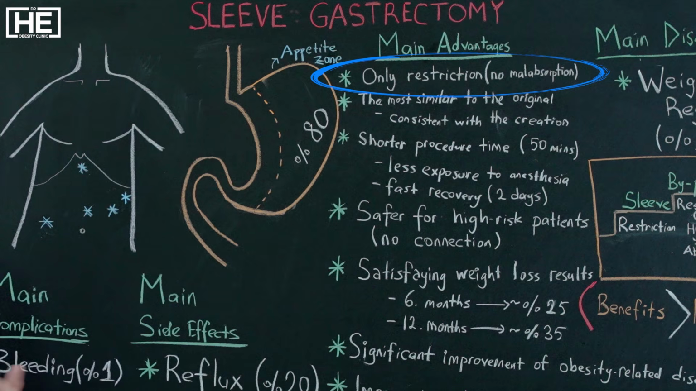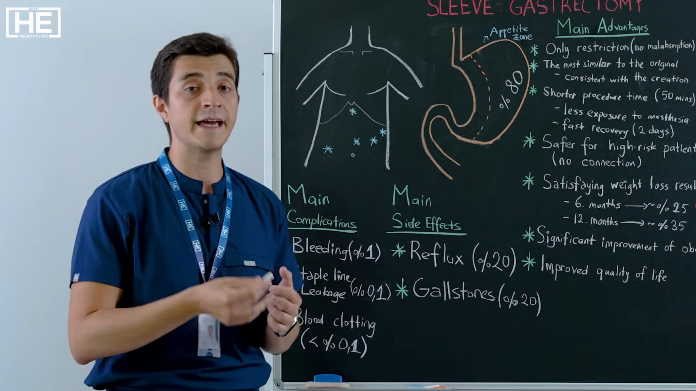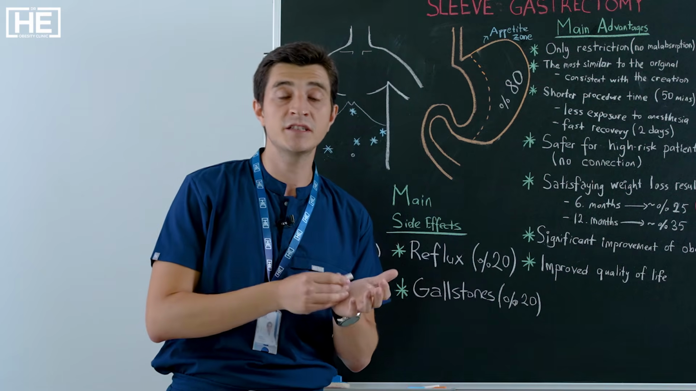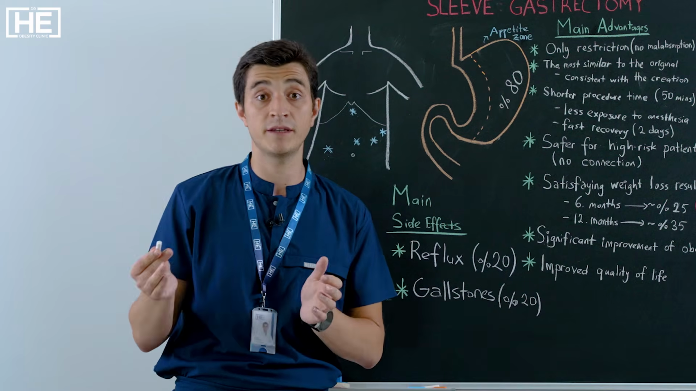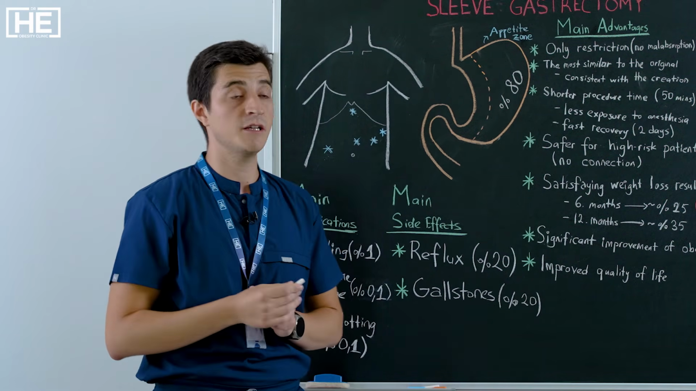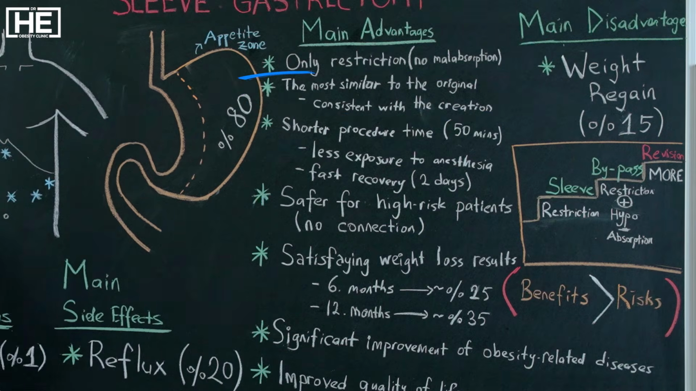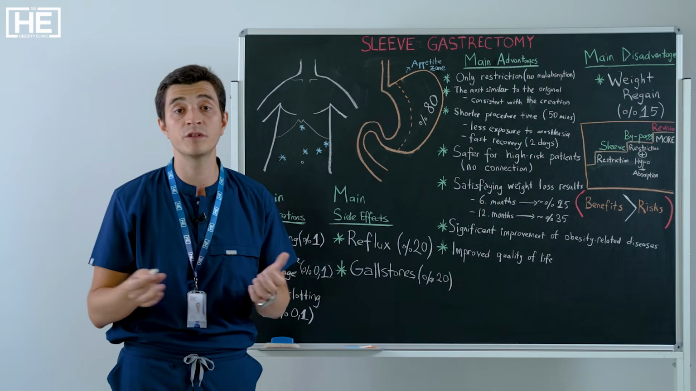When we come to the main advantages of laparoscopic sleeve gastrectomy, as you see, there is only restriction of the stomach volume. So it means that there is a restriction of diet. There is no malabsorption or hypoabsorption like in bypass surgeries. In bypass surgeries, there is restriction plus connection between stomach and intestine or intestine to intestine. But in sleeve gastrectomy, there is no connection between any organ. So this surgery is the most similar form to the original form of the human body. It is so consistent with human creation.